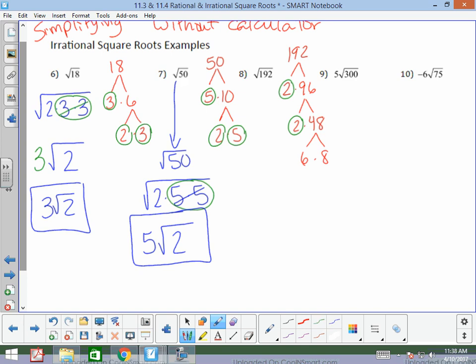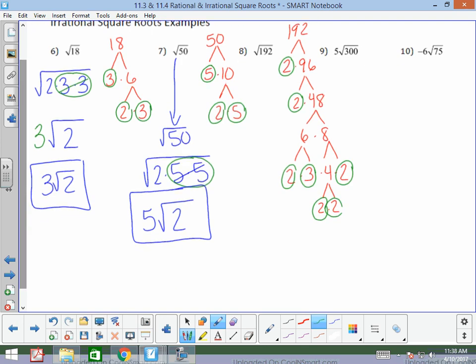Now 6 is not prime, so we need to keep going with the 6. Now 2 and 3 are prime factors. 8, well, it needs to keep factoring. 4 times 2. One of those factors is prime, but 4 is not, so I need to keep going. So that is 2 times 2. Okay, so both of those are prime. So, just bring this down a little bit here.